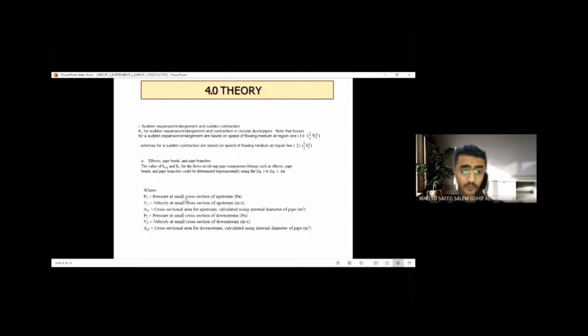Whereas P1 represents the pressure at the small cross section upstream, V1 the velocity at the small cross section upstream, and A1 the cross-sectional area upstream, calculated using the internal diameter of the pipe. P2 is the pressure at the small cross section downstream, V2 the velocity at the small cross section downstream, and A2 the cross-sectional area downstream, calculated using the internal diameter of the pipe.